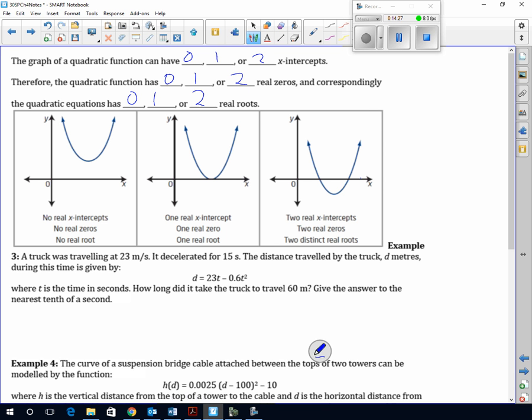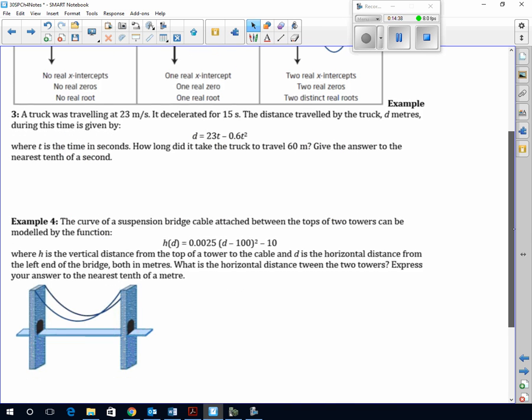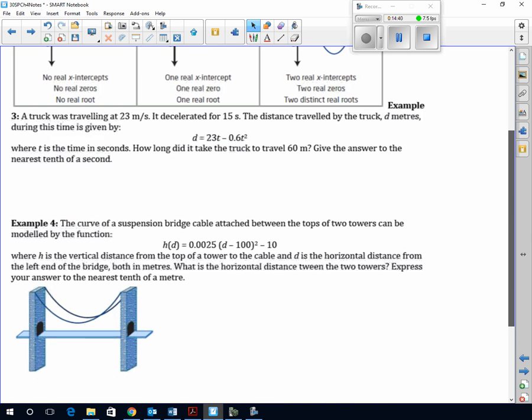Okay, moving along. A truck was traveling 23 meters per second. It decelerated for 15 seconds. The distance traveled by the truck, d meters, during this time is given by d equals 23t minus 0.6t squared, where t is the time in seconds. How long did it take the truck to travel 60 meters? Okay, so I'll give you a second to see if you can figure that out.